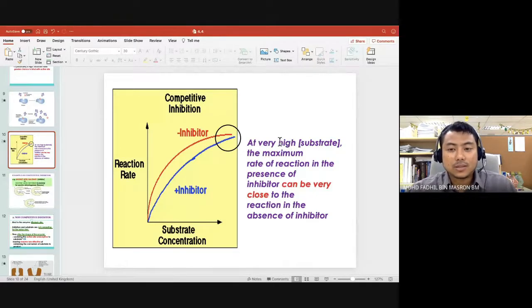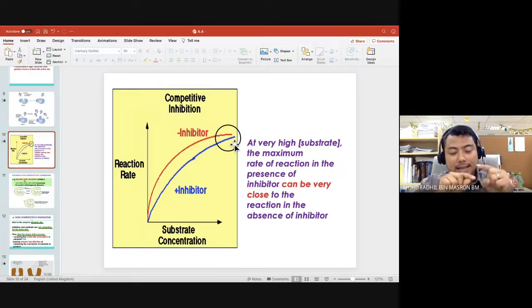Okay, so ini maksudnya tadi tu, at very high concentration of substrate, the maximum rate of reaction in the presence of inhibitor can be very close to the reaction in the absence of inhibitor. Maknanya hampir sama dengan yang kalau tak ada kesan inhibitor. Tetapi saya tak pernah cakap garisan itu bersentuh, garisan itu bertemu. Yang paling tepat, yang paling elok sekalipun, dia garisan tak akan bertemu ataupun hampir bertemu.